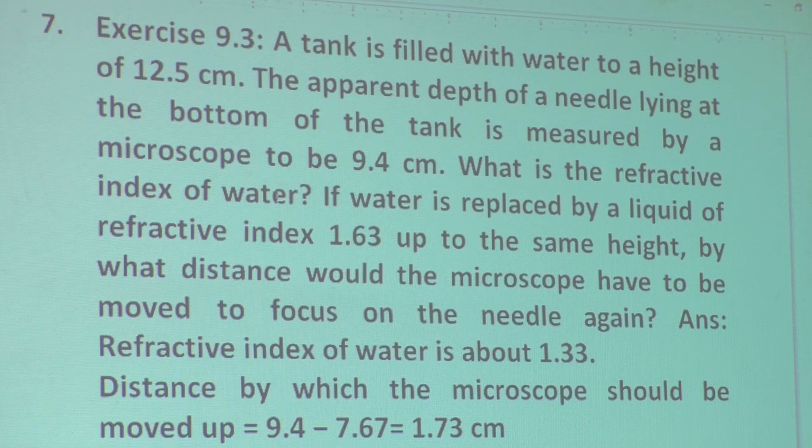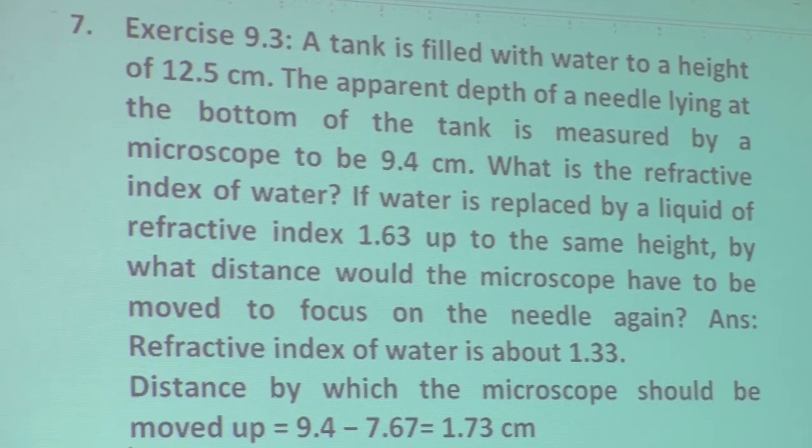Apparent depth of the needle lying at the bottom of the tank is measured by the microscope to be 9.4 centimeter. We will write all the values. Okay, one is a water tank. So let this be the water tank. Okay, I will keep the microscope also.